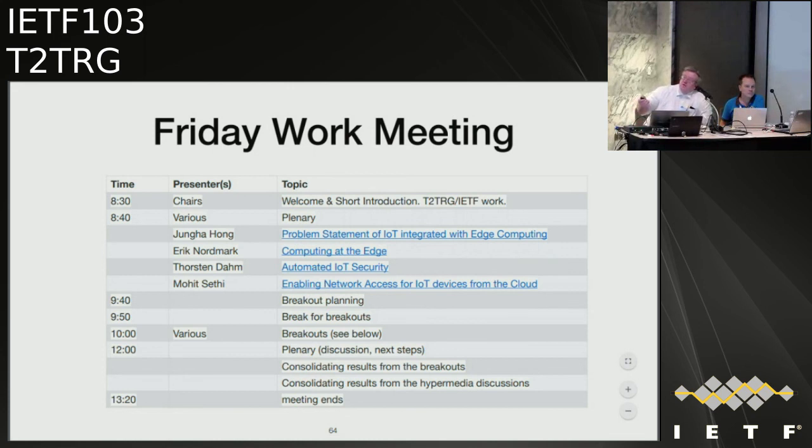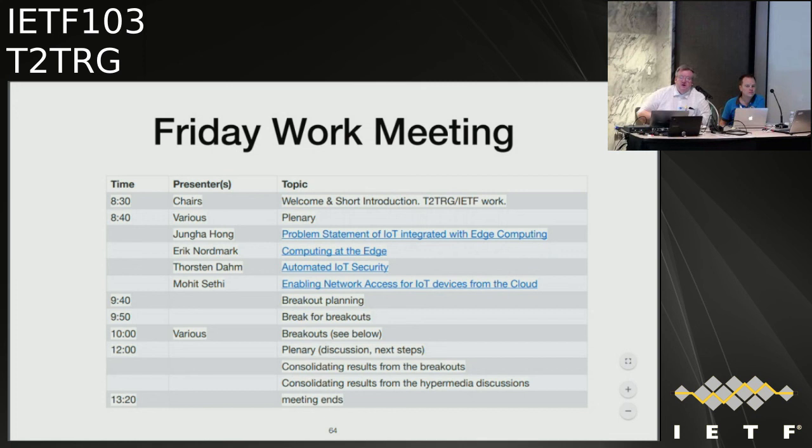And one of the breakouts, and do we have that slide? No, we forgot to put in that slide. One of the breakouts is going to be the COIN side meeting, Computing in the Network. So that is certainly also relevant to the edge computing issue. So I think the people who are interested in edge computing will probably decide whether to run their own breakout on IoT edge or go to that side meeting.